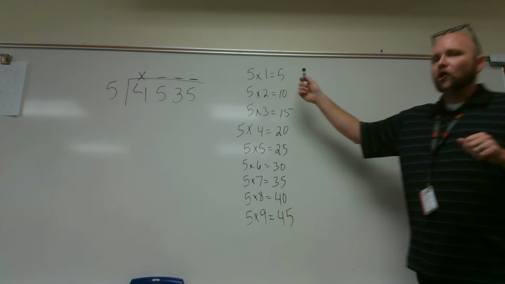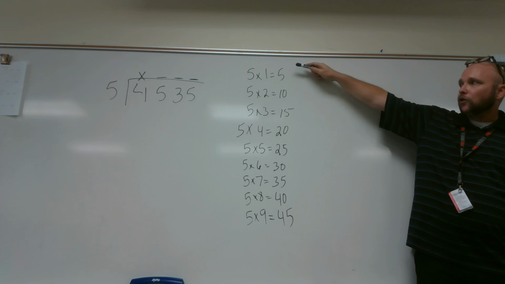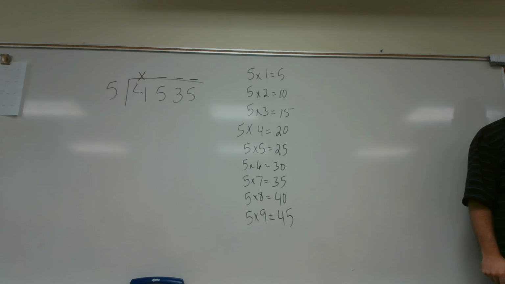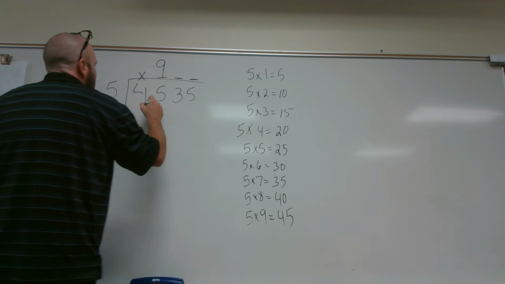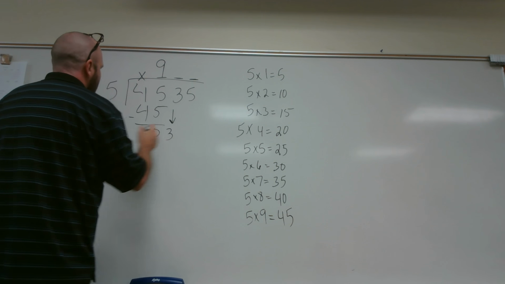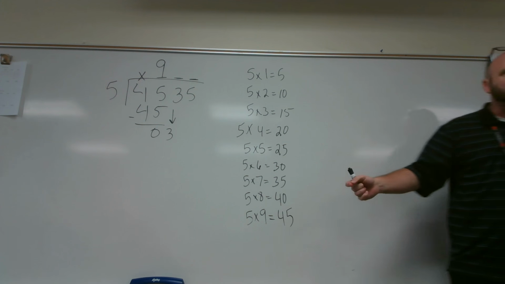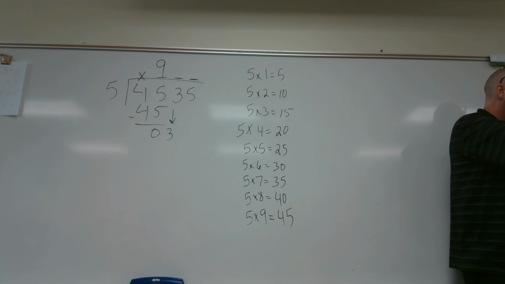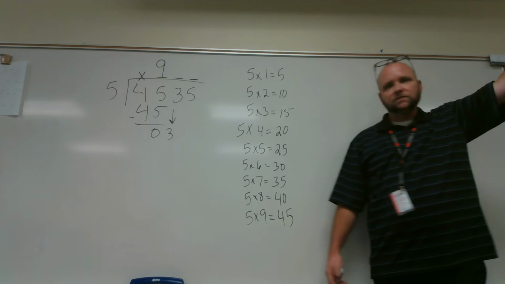Now, Taylor, I'm going to look at my multiples of 5. I want to get as close to 45 as I can without going over. So look at these multiples. Do you see as close as I can get to 45 without going over? 9. Because 5 times 9 is 45. We multiply that, subtract, we get 0. And then we bring down the 3. Okay, Taylor. Every time we bring down, we have to see how many times the number goes in. So Taylor, how many times does 5 go into 3? 0 times.